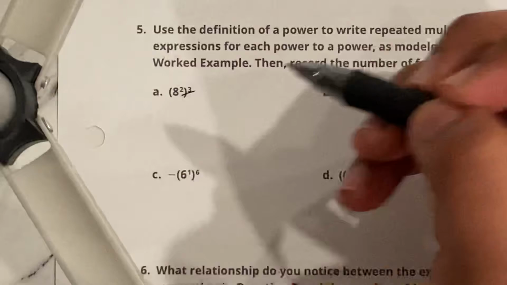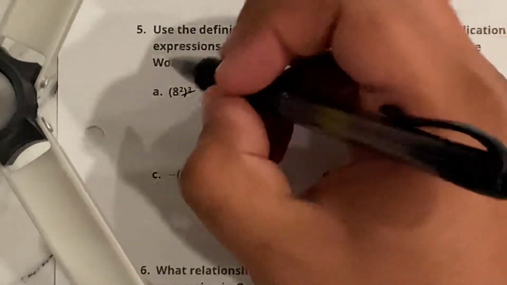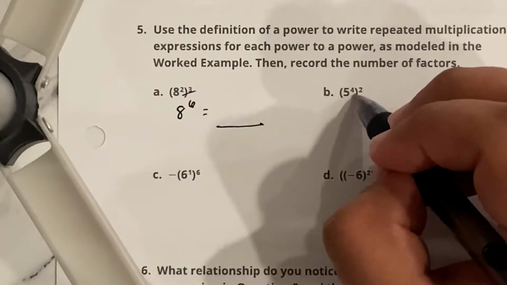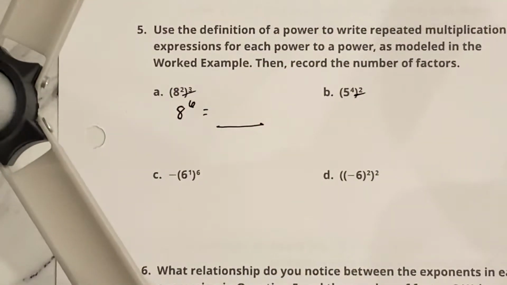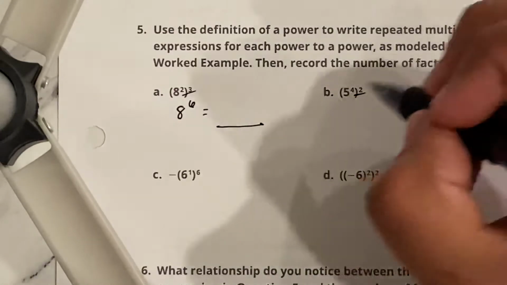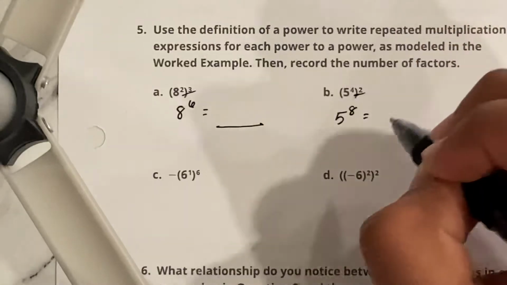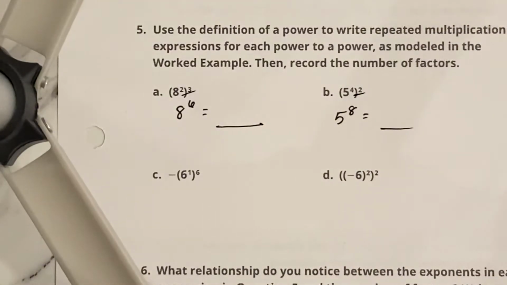So, letters A and B are very beautiful, right? We could multiply those real fast. 2 times 3 is 6. So that means it's 8 to the power of 6. Calculator, you get your answer. Multiply the 4 and the 2. Those are the only exponents. We've got a base of 5. 4 times 2 is 8. Put it in the calculator. Bam.